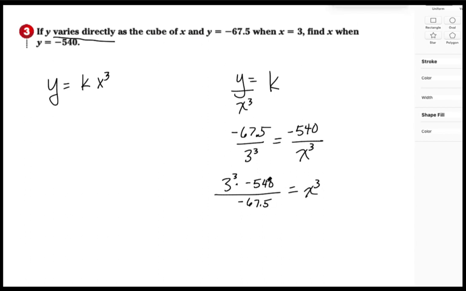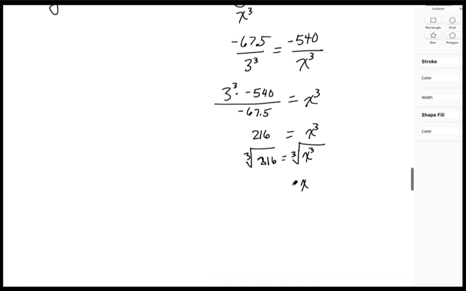So when we calculate this, we get 216. So x cubed is equal to 216. We've got to figure out what x is, my friends. So we've got to take the cube root of that x cubed. And so what I do to one side, I do to the other, and then I get that x is equal to the cube root of 216, which is 6. So in that case, x is equal to 6.